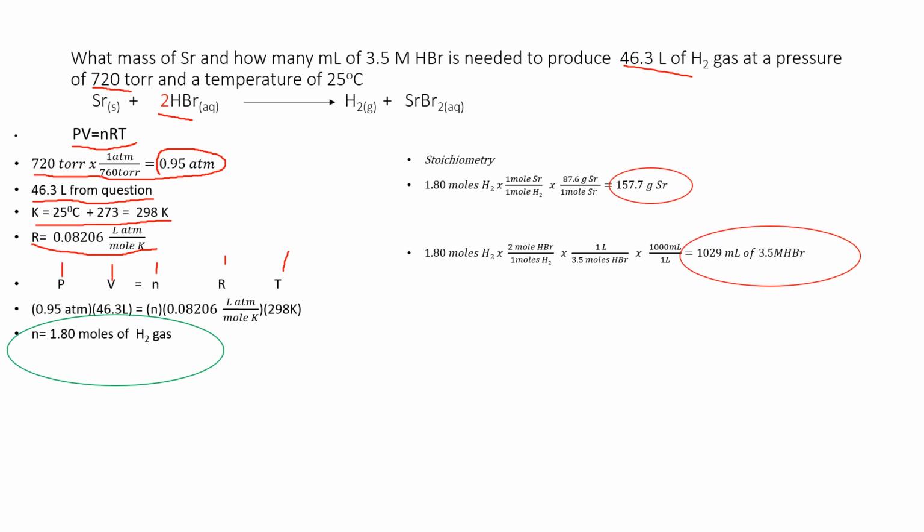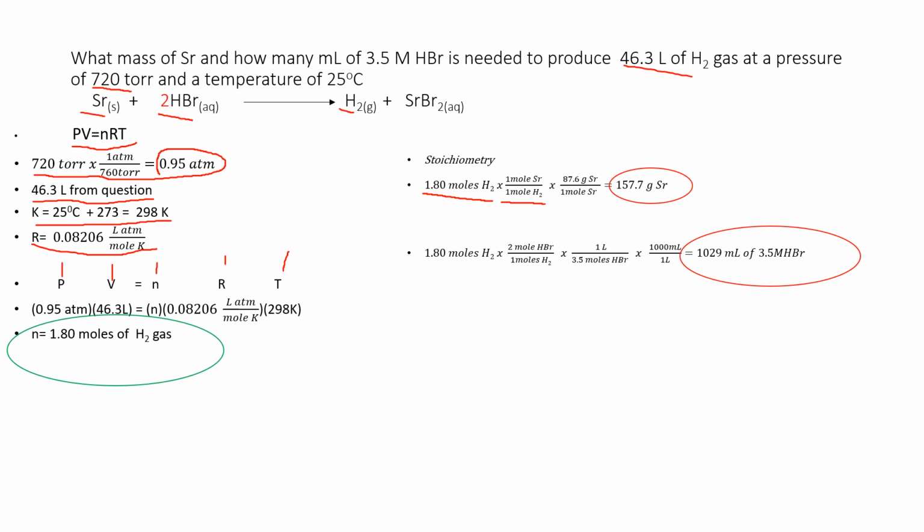Remember, there's 2 questions here. What mass of strontium and what volume of HBr? Well, let's start with the strontium. So we need to make 1.8 moles of H2 gas. The molar relationship between H2 gas and the strontium is 1 to 1. So we have that part in our conversion. The moles of H2 gas would cancel. So we'd have moles of strontium.